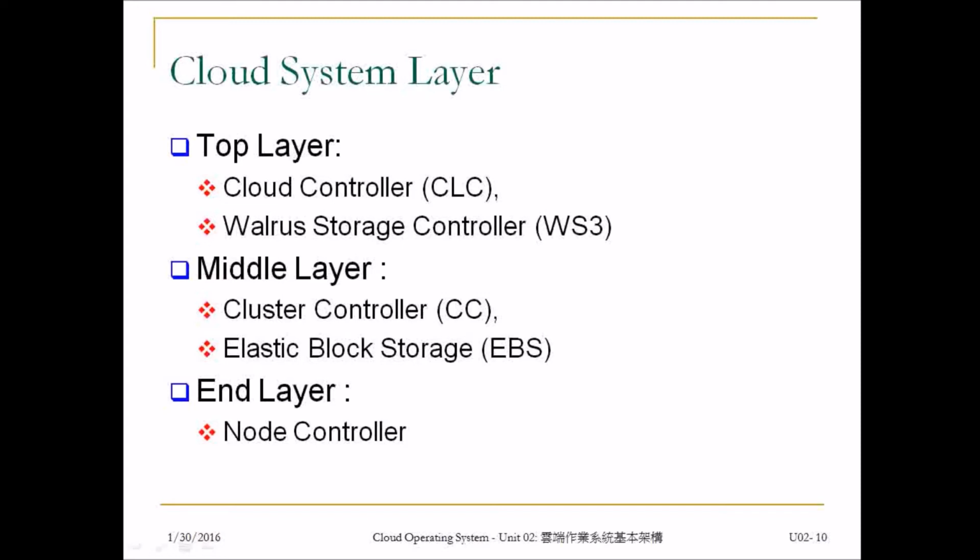The second is the middle layer. Since a cloud system will need a lot of physical machines to provide a huge computing resource, similar to the traditional environment, the data center will cluster some or many physical machines as one cluster, and there will be the cluster controller (CC) to manage the cluster computing resource from the physical machines.